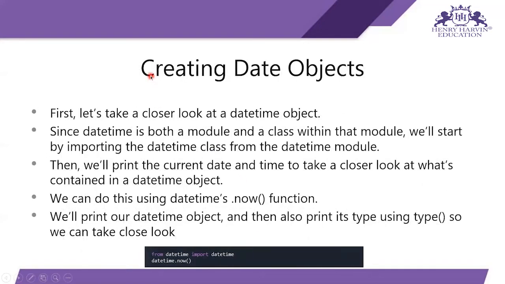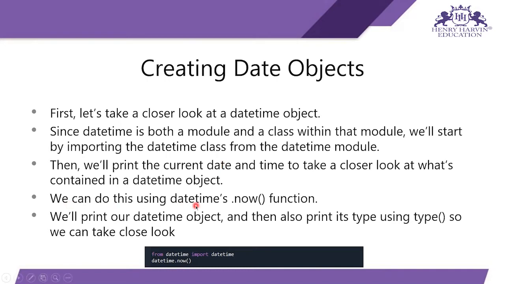Now let's start with creating date objects. First, let's take a closer look at the datetime object. Since datetime is both a module and a class within that module, we will start by importing the datetime class from the datetime module. Then we will print the current date and time to take a closer look at what's contained in the datetime object. The datetime library contains a module with the same name, which is why datetime comes up so frequently, and it helps us do many things.